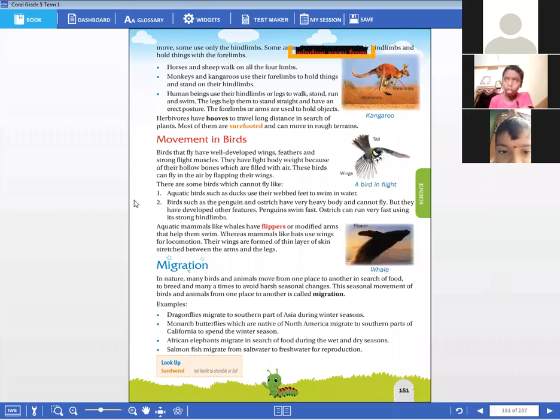Movement in birds. See, children, birds that fly have well-developed wings, feathers, and strong flight muscles. They have a light body weight because of their hollow bones, which are filled with air. These birds can fly in the air by flapping their wings. See, children, before going to the topic, let's look deeply at how a bird actually looks.